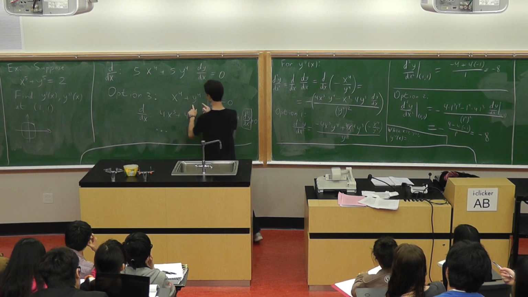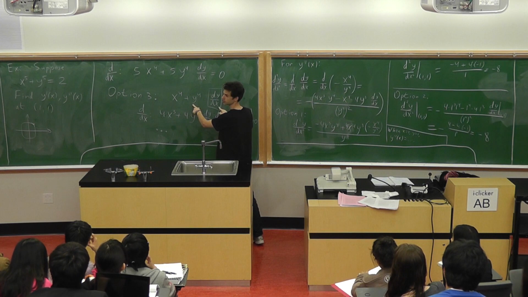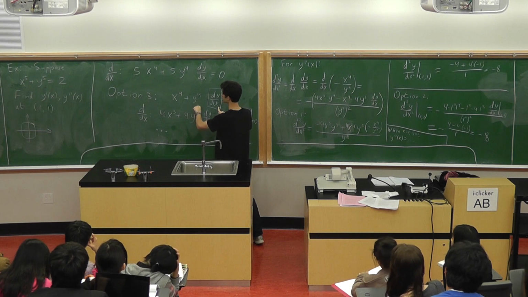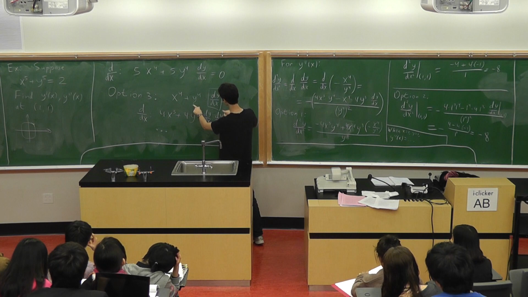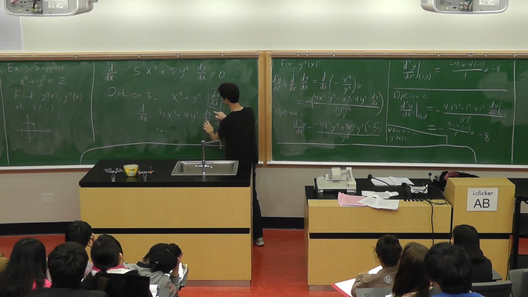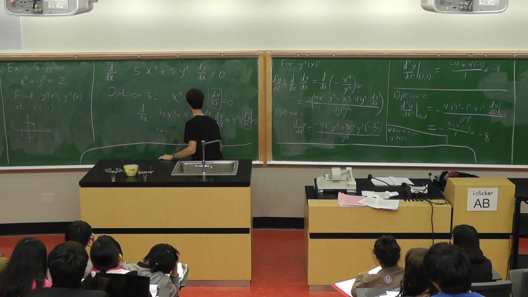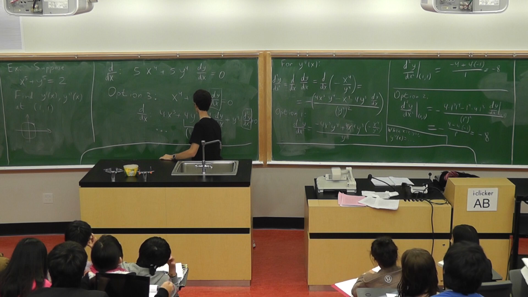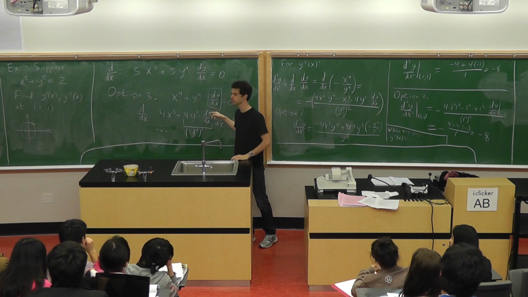So here I was trying to differentiate y to the fourth times this thing. I apply the product rule, and then in the first thing I differentiate y to the fourth and leave this as it is. So this goes to here, and this expression is derivative of y to the fourth. It's 4y cubed times the derivative of y.